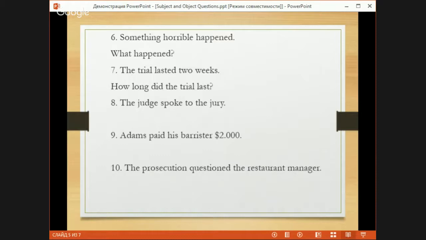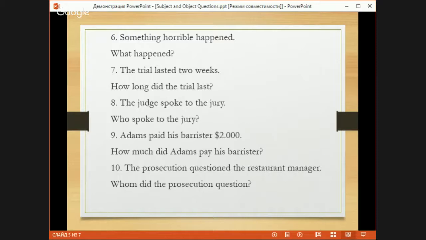The judge spoke to the jury. The question will be about the judge. So about the subject of the question. Who spoke to the jury? Adams paid his barrister $2,000. We need to ask how much did Adams pay his barrister? And the last one, the prosecution questions the restaurant manager. We need to ask the question about restaurant manager. Who did the prosecution question? Quite simple.